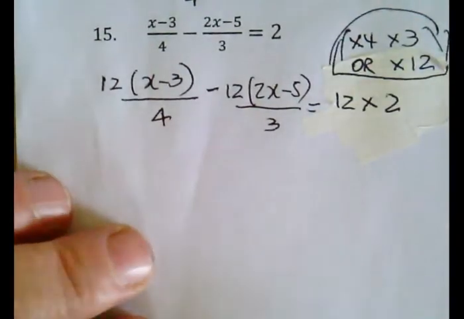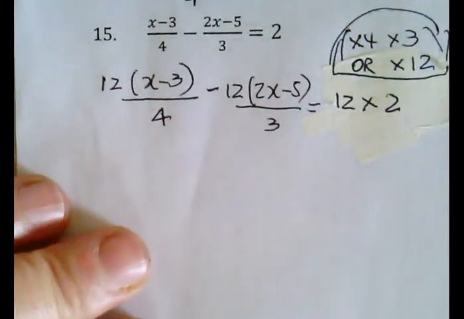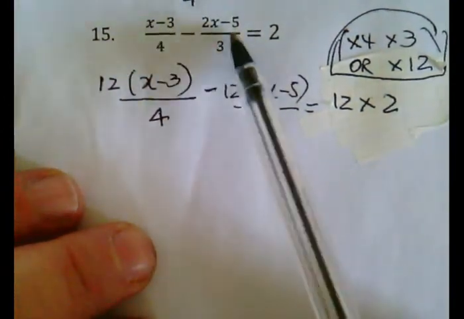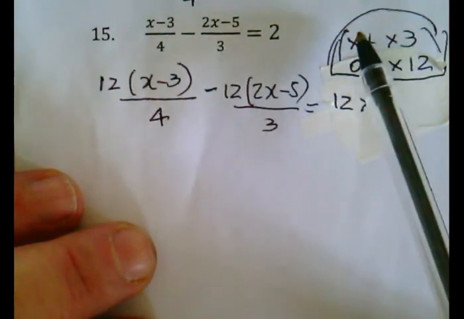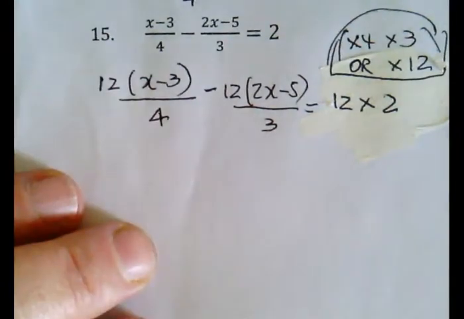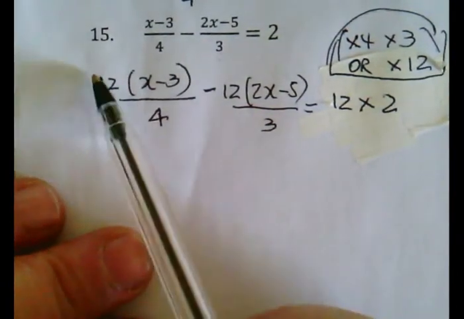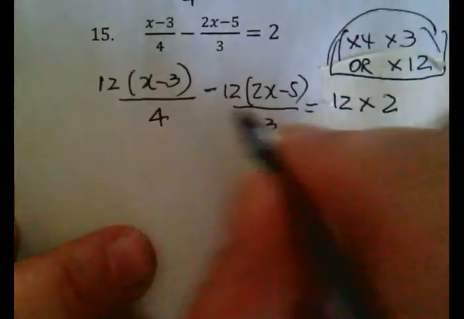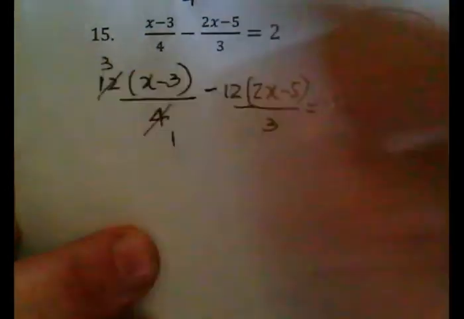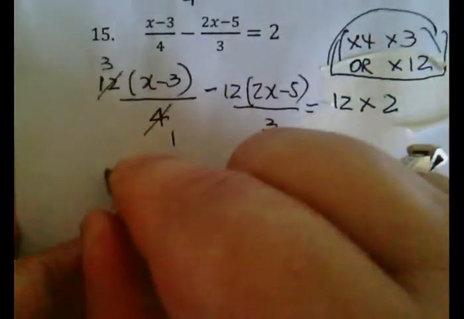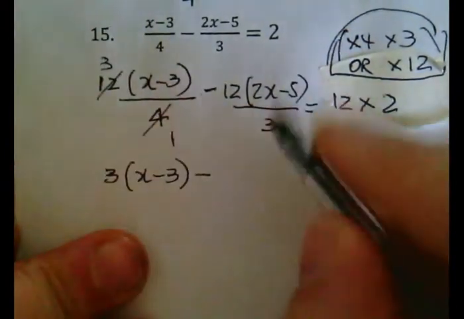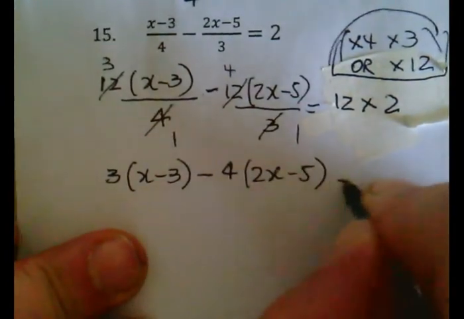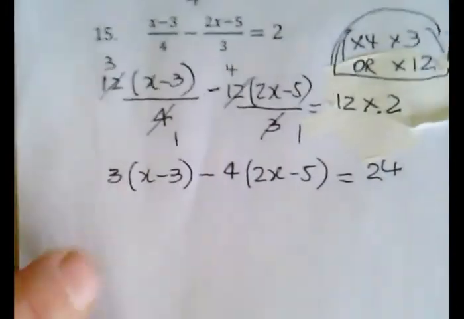The reason we're multiplying through by 12 is it will undo any denominators. So, common denominator here would be 12. So, I want to undo the divide by 4 and the divide by 3. Inverse operations are to times 4 and then times 3, or we could do it in one step and multiply by 12. 12 times the first fraction minus 12 times the second fraction equals 12 times 2. Now, the reason we do this is that 4 goes into 12 3 times. So I've got 3 bracket x minus 3, take away, 3 goes into 12 4 times, take away 4 bracket 2x minus 5, equals 12 times 2, which is 24.